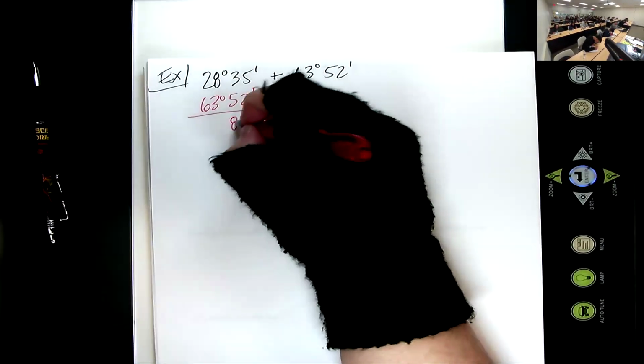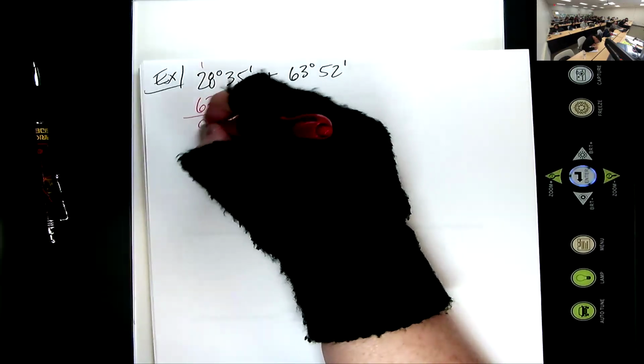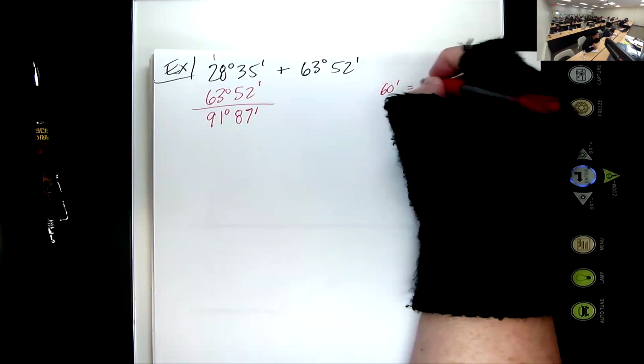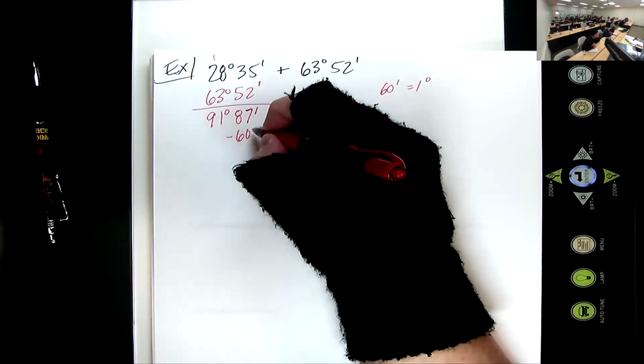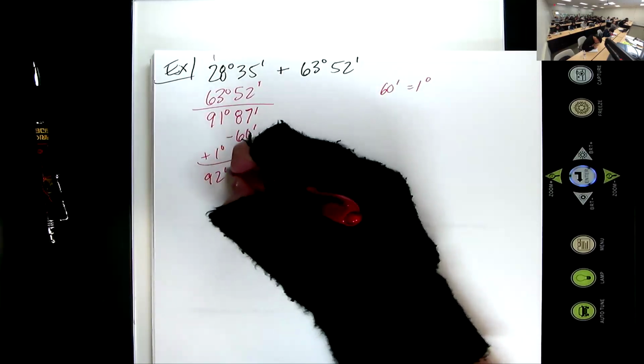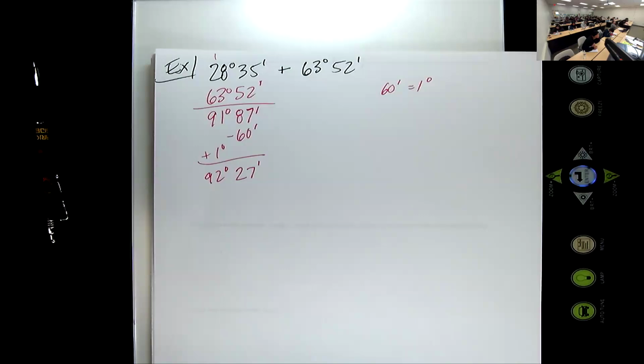I've got a 7, I've got an 8, I've got a carry the 1. I've got 91 degrees, 87 minutes. Minutes, like on time, reset back to 0 when you hit 60. So for every 60 minutes is 1 degree. What I'm gonna do is peel off 60 minutes and add in 1 degree. So that'll go down to 27 minutes and this goes up to 92 degrees. I'm just swapping it for a different measure. Rather than saying 15 inches, I'm gonna say 1 foot 3 inches. Instead of saying 87 minutes, I'm gonna say 1 degree and 27 minutes.